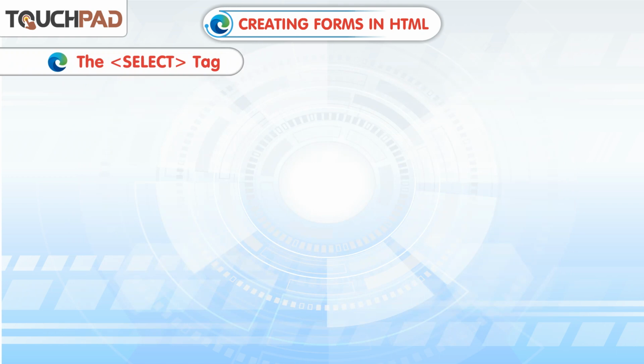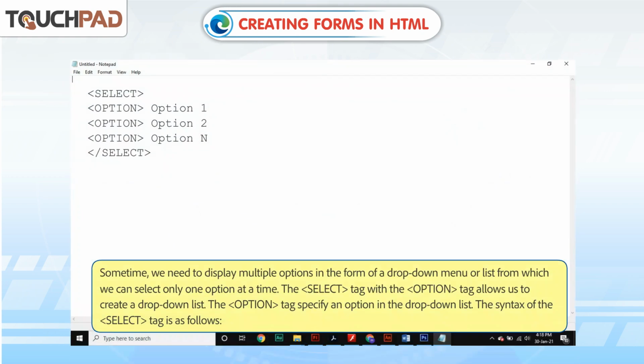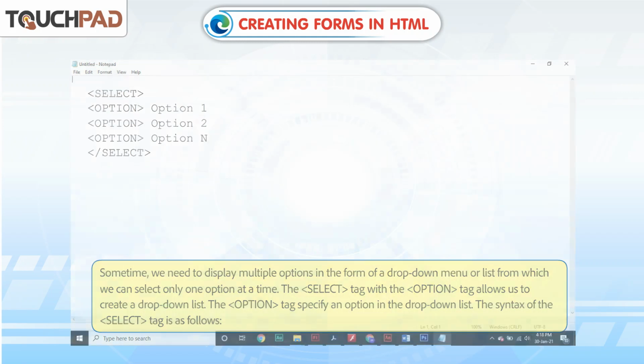The syntax of the textarea tag is as follows. The select tag. Sometimes we need to display multiple options in the form of a drop-down menu or list from which we can select only one option at a time. The select tag with the option tag allows us to create a drop-down list. The option tag specifies an option in the drop-down list. The syntax of the select tag is as follows.